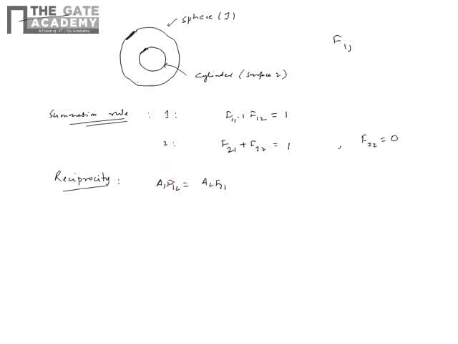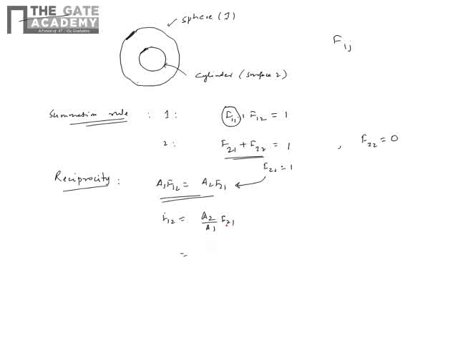Okay, so now let's get what we want. F11 is what I want. For that I need to know F12. F12 is here, but for this I need to know F21. So can I know F21 from this? F22 is 0, so F21 is 1. So let's substitute it here. So F12 is A2 by A1 times F21.